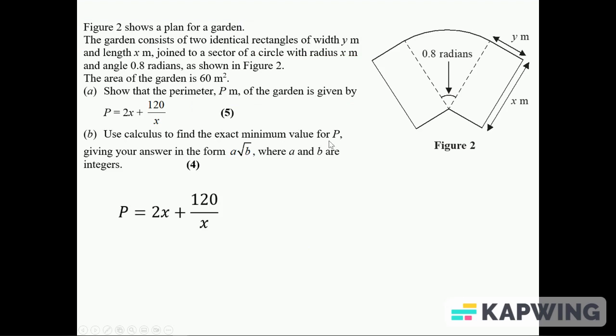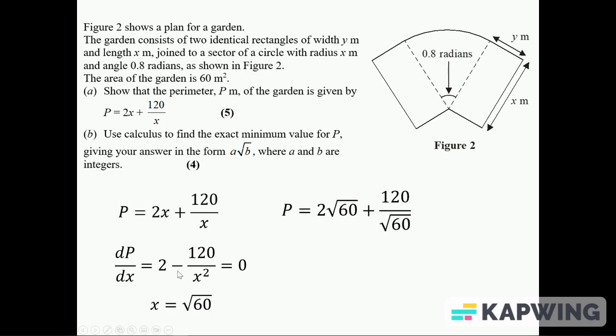Use calculus to find the exact minimum value for p. So I'm going to differentiate it. This is 120x to the minus 1, so the minus will go in front, the power of 1 less, so it's x squared on the bottom. And I want that to be equal to 0. This must be 60 on the bottom here. 2 minus 120 over 60 gives me 0. So the x must be root 60.